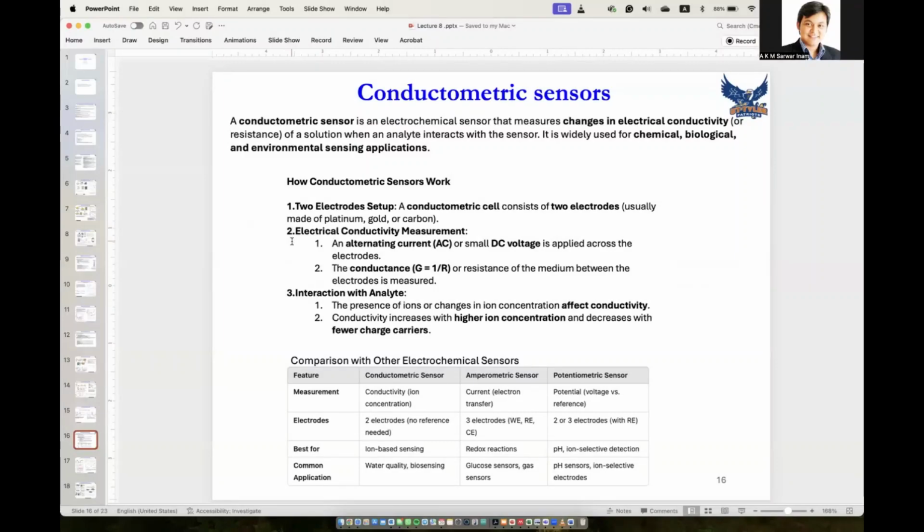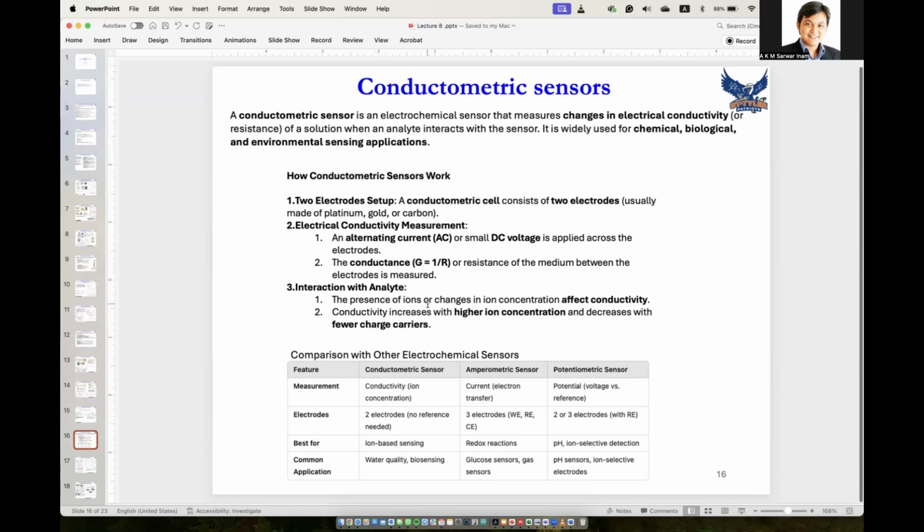And now we will discuss briefly the conductometric sensor. That is a different kind of sensor which measures what? A conductometric sensor is an electrochemical sensor that measures changes in electrical conductivity. As I told you before, it measures the electrical conductivity or resistance of a solution when an analyte interacts with the sensor. It is widely used for chemical, biological, and environmental sensing.